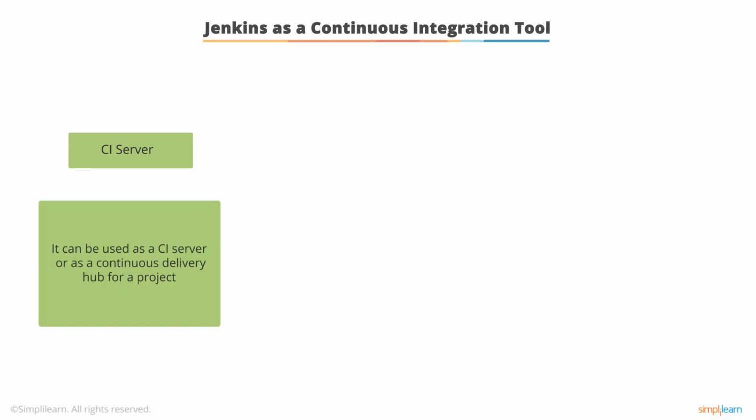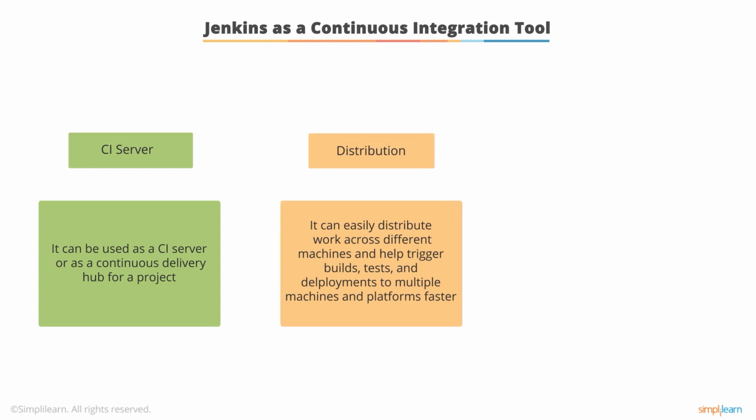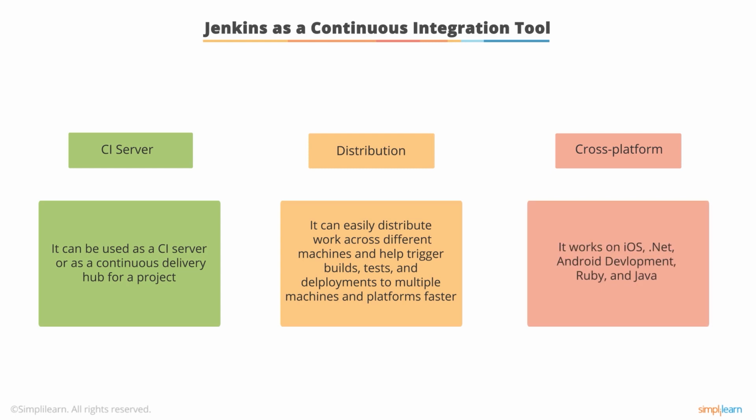Let's look at what Jenkins can do. As a continuous integration server, it can be used as a CI server or a continuous delivery hub for a project. In terms of distribution, it can easily distribute work across different machines and help trigger builds, tests, and deployments to multiple machines and platforms quickly. Jenkins is designed to work cross-platform. It allows programming in software development environments such as iOS, .NET, Android, Ruby, and Java.